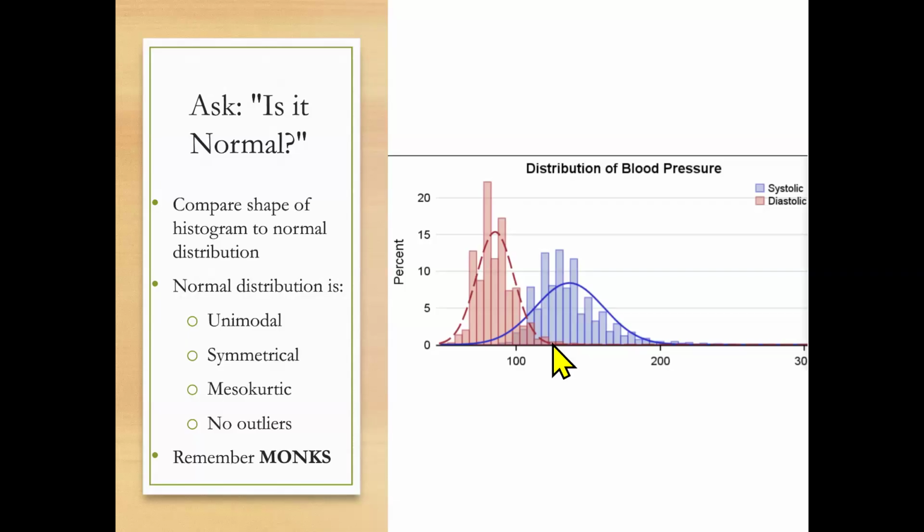Mesocurtic is a word that's hard to define until we look at the things that are not normally shaped. So for now, just think about mesocurtic as being a shape through the shoulders area here, through this part of the graph, how wide it is at the shoulder. Is it the same as it should be if it's normally distributed? If it's normally distributed, the shape of the shoulders, we'll call that mesocurtic.